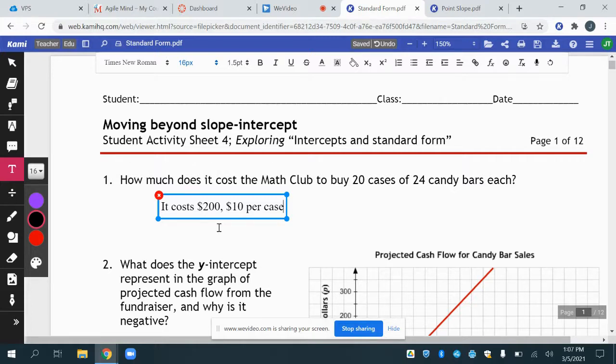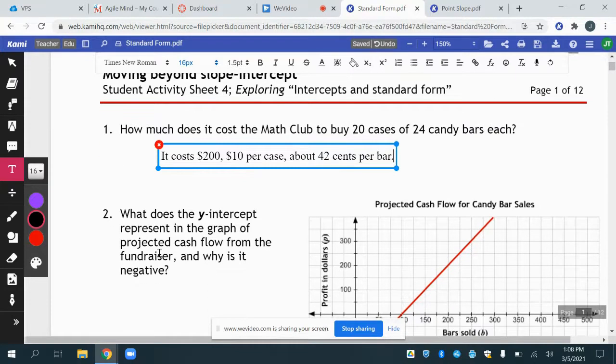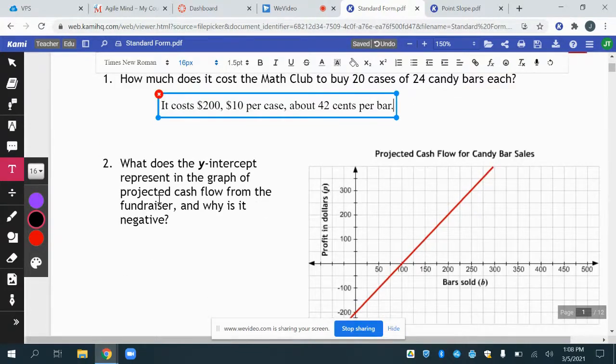So what are they paying per candy bar? They're paying, oh, stop it, computer. Here we are. All right. 10 divided by 24 is 42 cents, about 42. Okay, because there are 20. Yeah, that's about right. Okay, what does the y-intercept represent in this?